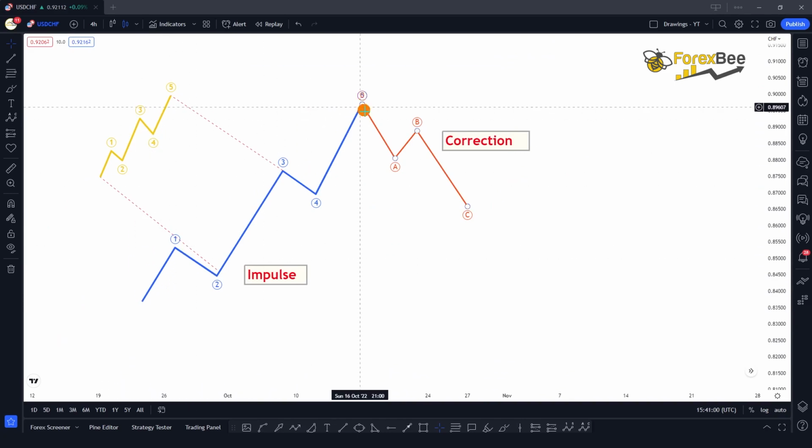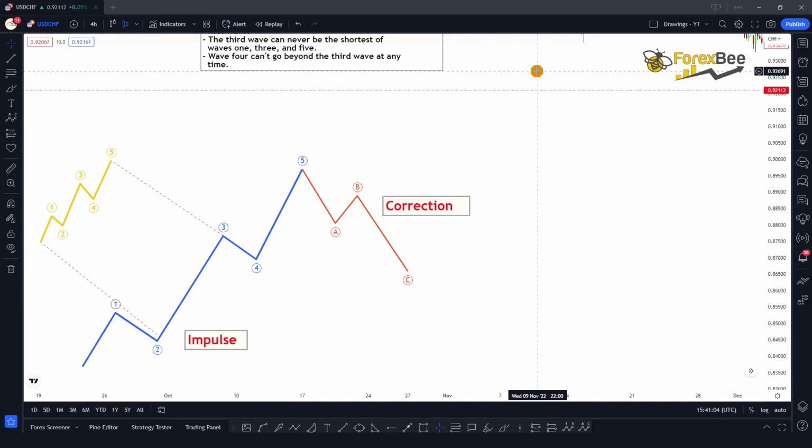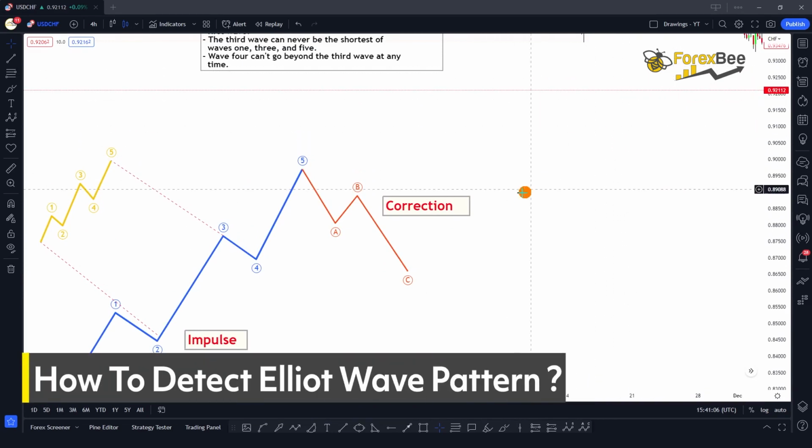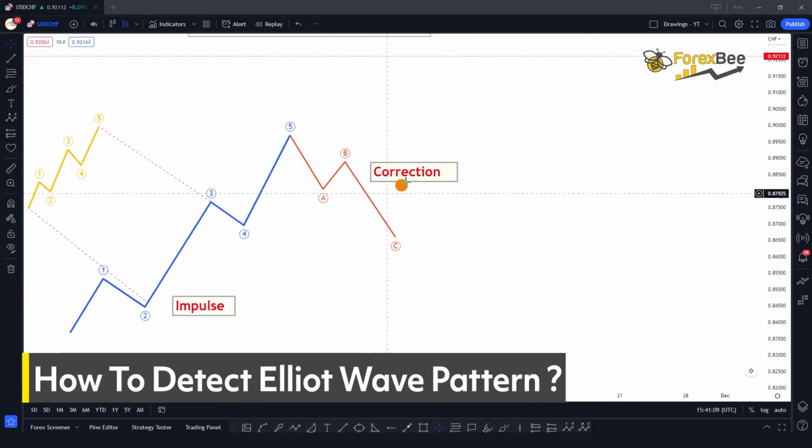It will be moving impulsively in one direction, then there will be a correction, then again another impulsive move, then correction, impulsive move, correction. Now this is when it's moving in the bullish direction.